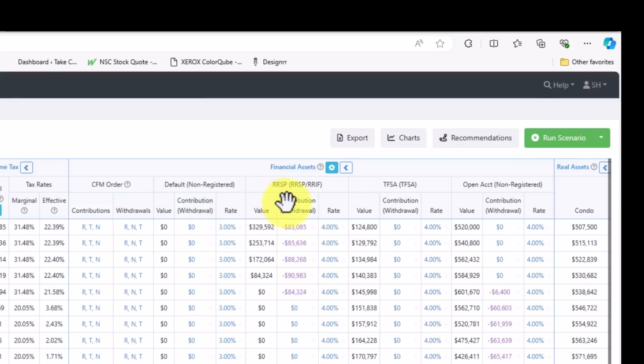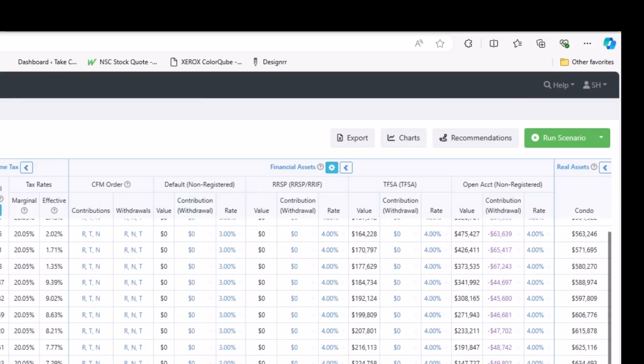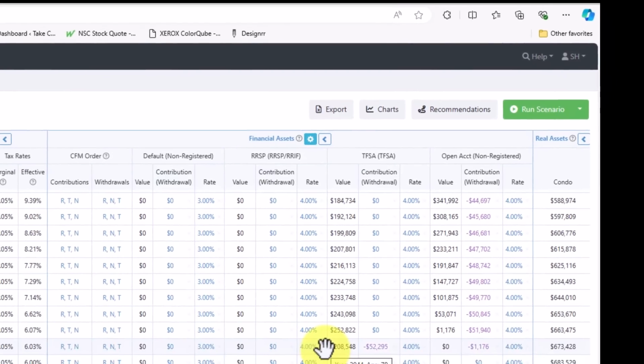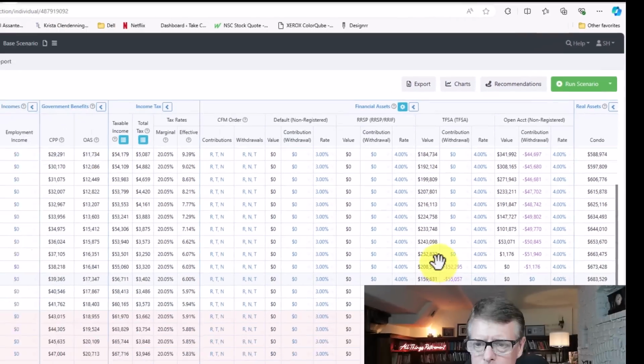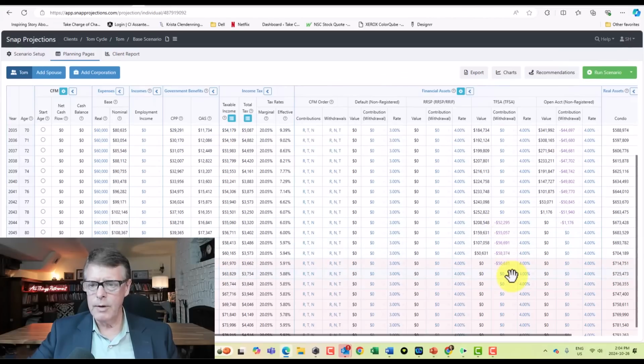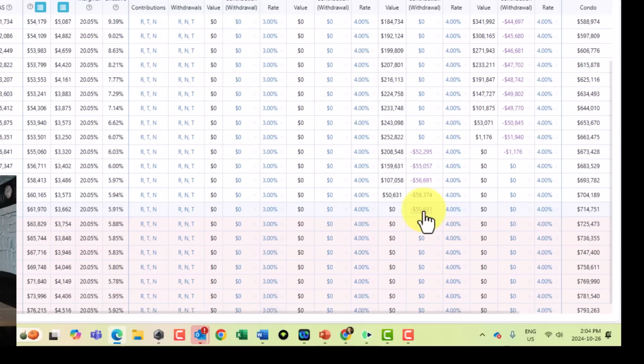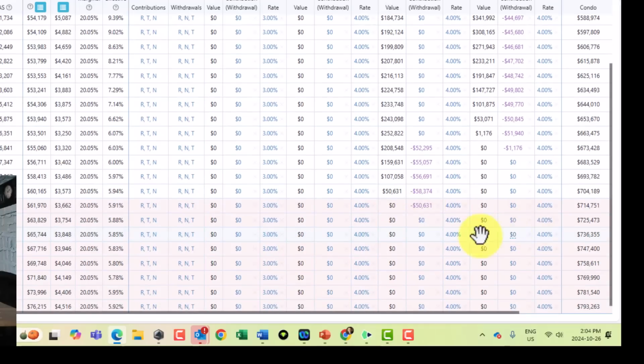So we go through the RIF account here. Now we're going into the open account every single year. And then by his age 79, he's now going into his TFSA account. And that TFSA account is now fully depleted going into his 83rd year. The red here is shortfalls in the analysis.